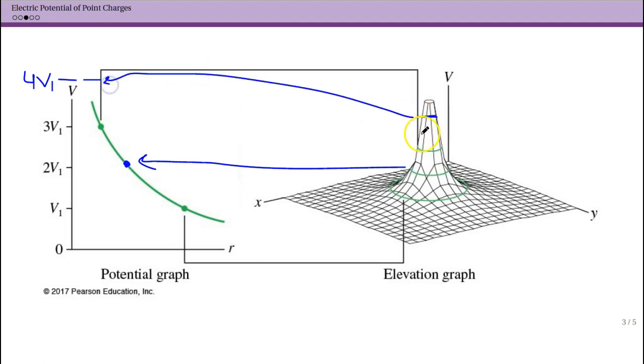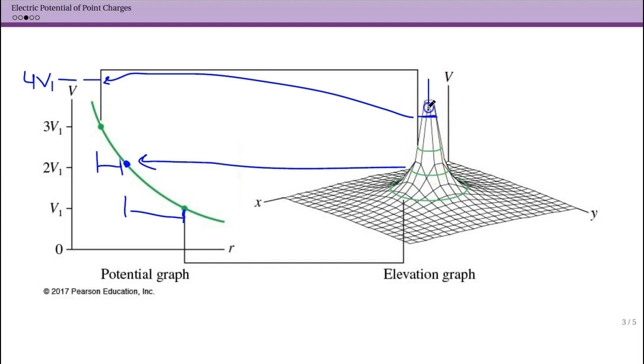So remember that again, you're not trying to space them equally in space, but you're trying to actually find them where they're spaced equally in potential. And so this delta r is not the same as that delta r. And that's a little bit harder to see on the elevation graph.